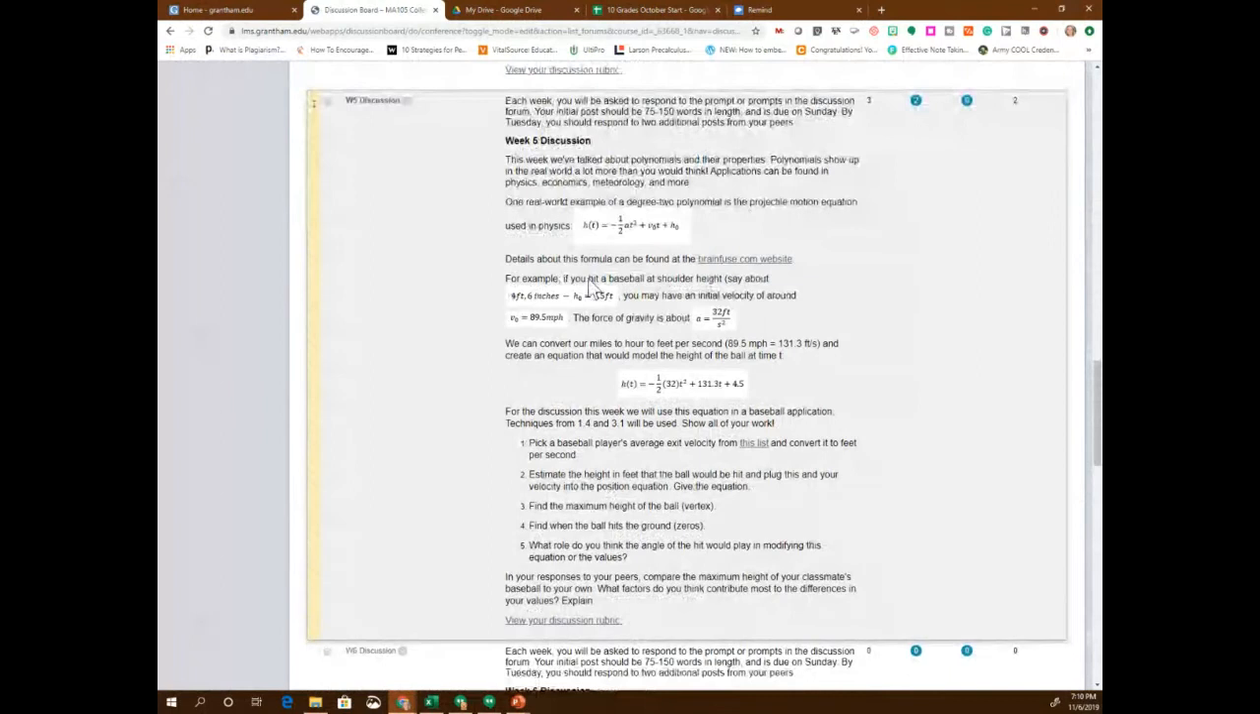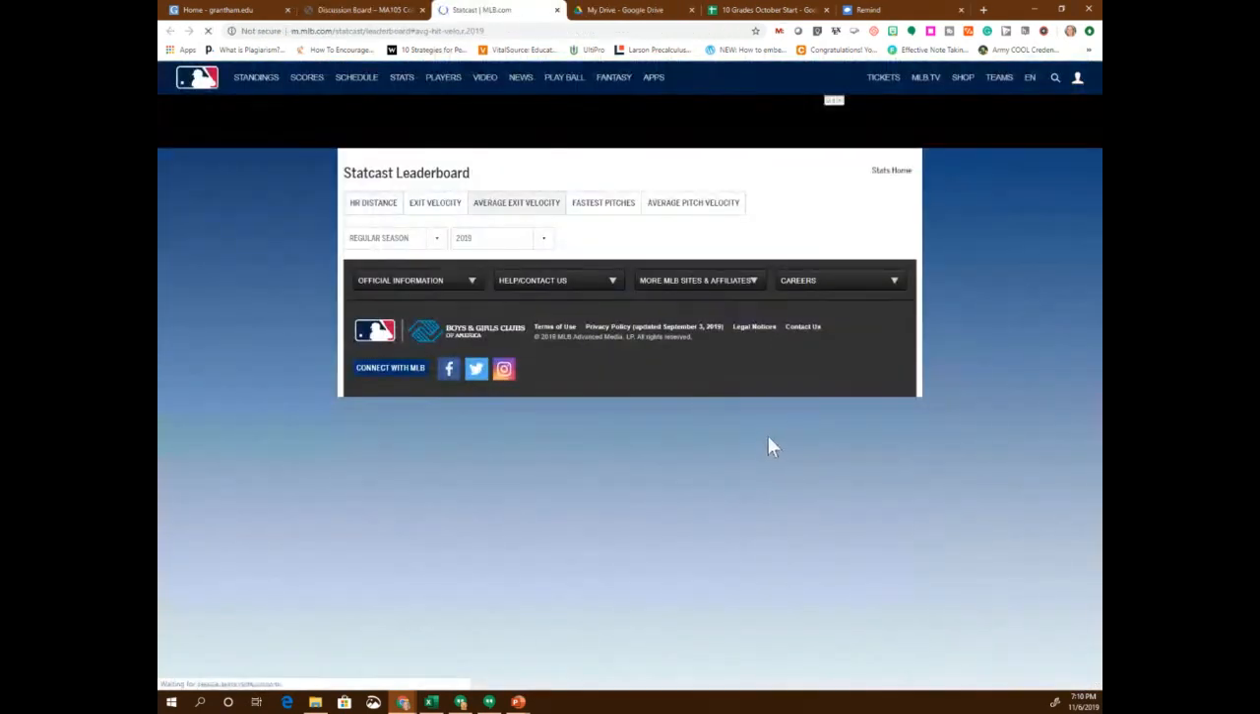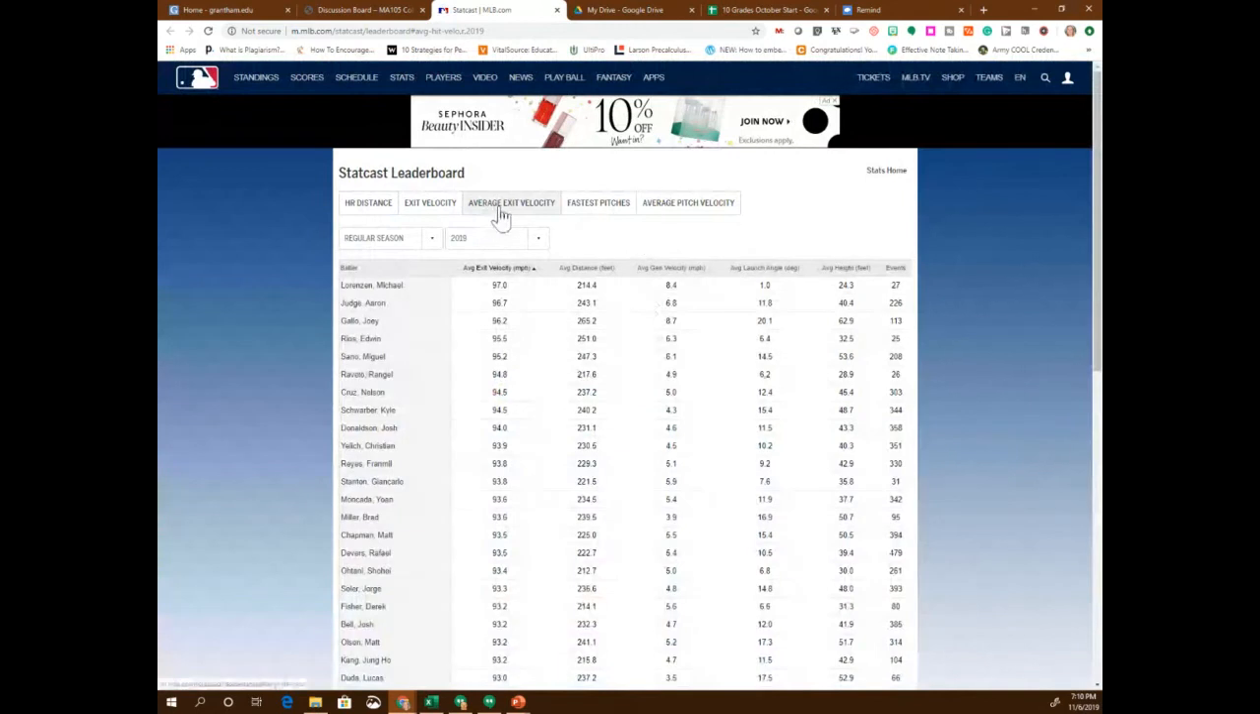Okay, so week 5 has a lot more. It talks about the actual position equation, and if you really want to understand the physics behind it, there's a link on BrainFuse that you can read. I do some explanation behind it, but this is the list. I'm going to click there. And so we want the average exit velocity. That is the speed of the baseball after it has been hit.